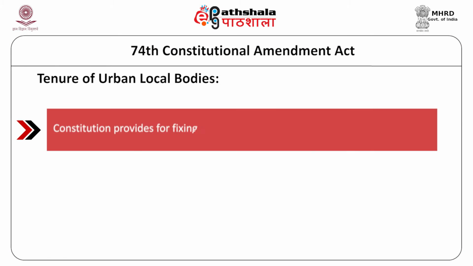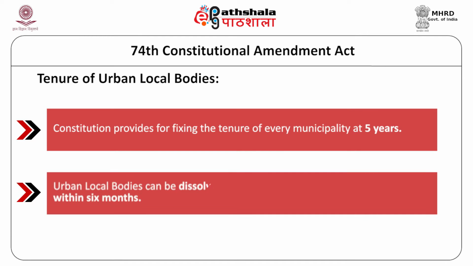Tenure of the urban local bodies. The urban local bodies have a term of 5 years. Yes, they can be dissolved earlier, but in case they are dissolved earlier, elections are to be conducted within 6 months as per the 74th Constitutional Amendment Act.